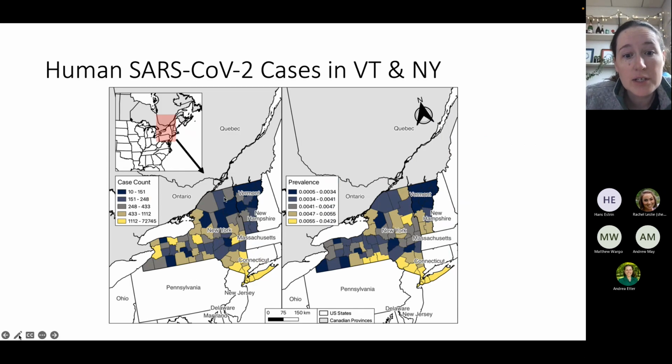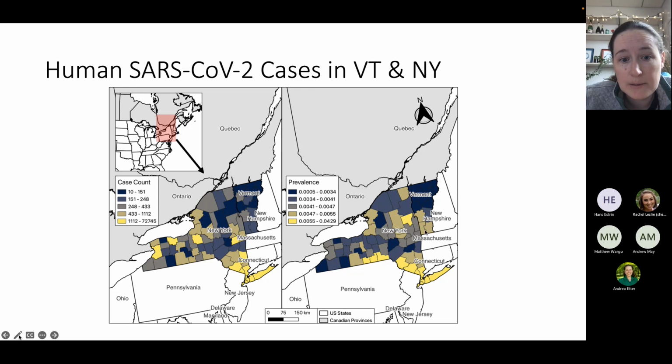And you can see the distribution here. We've got Vermont on the left and New York on the right. And on this left panel here, we just have the raw number of case counts. So you can see the areas in yellow have a high total number of cases. If you look on the right, this is plotted against the number of people in each county.